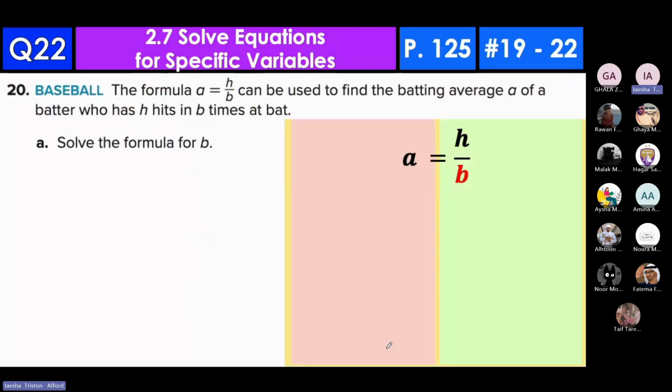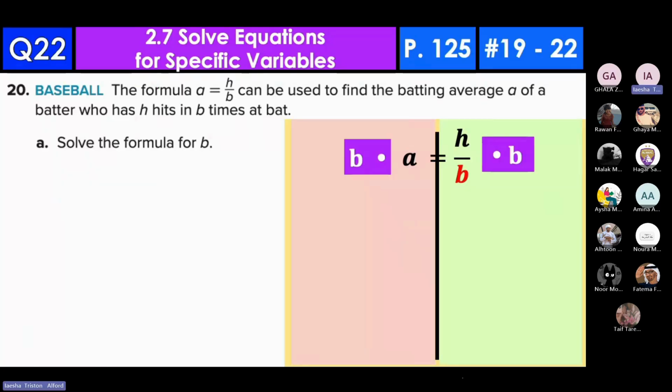Try another one. They want B. So B is in the denominator of the fraction. We have a fraction bar. We want the fraction to go masalama bye-bye. So how do we make fractions go masalama bye-bye? Not divide. For the fraction it's multiply. You should multiply B both sides.